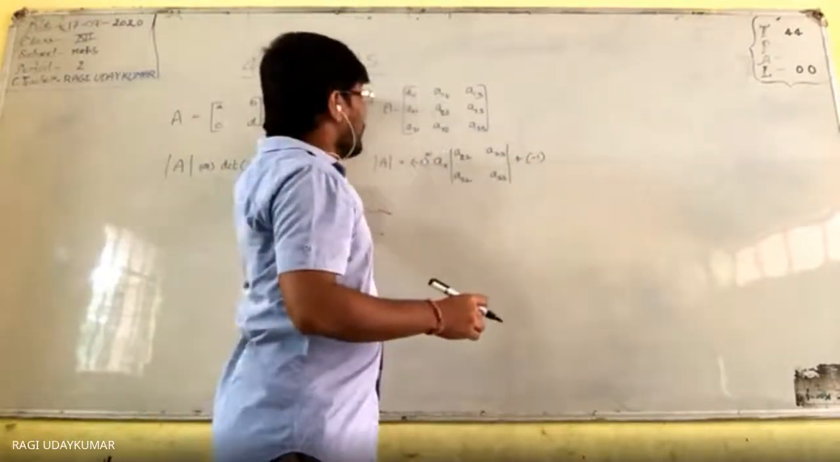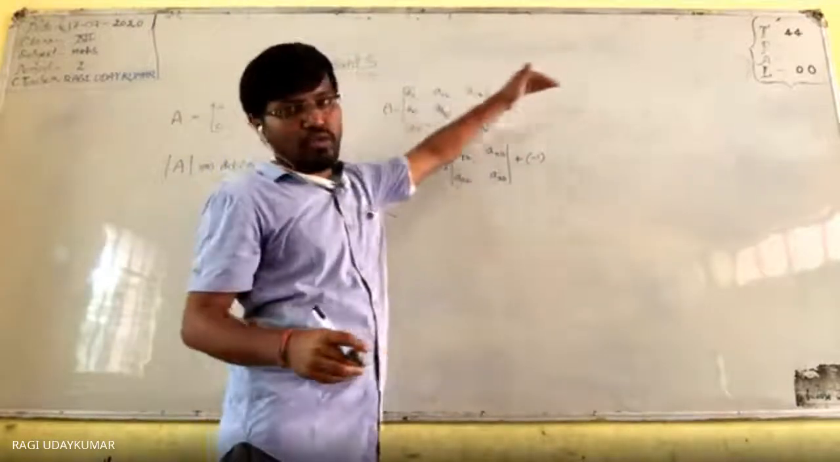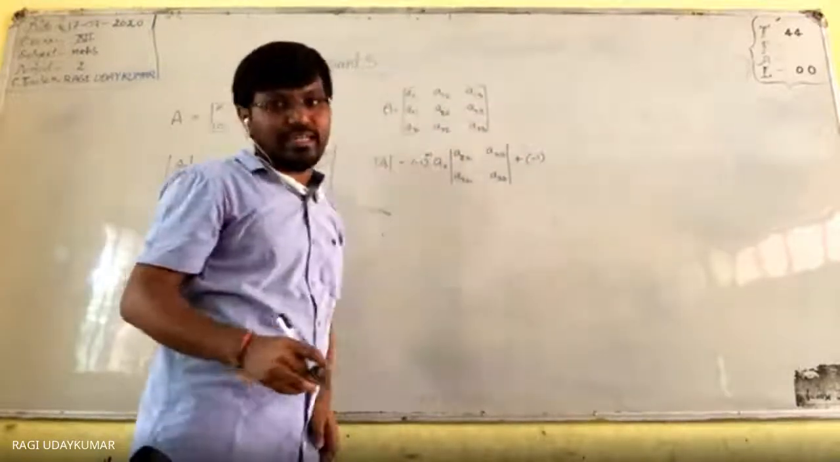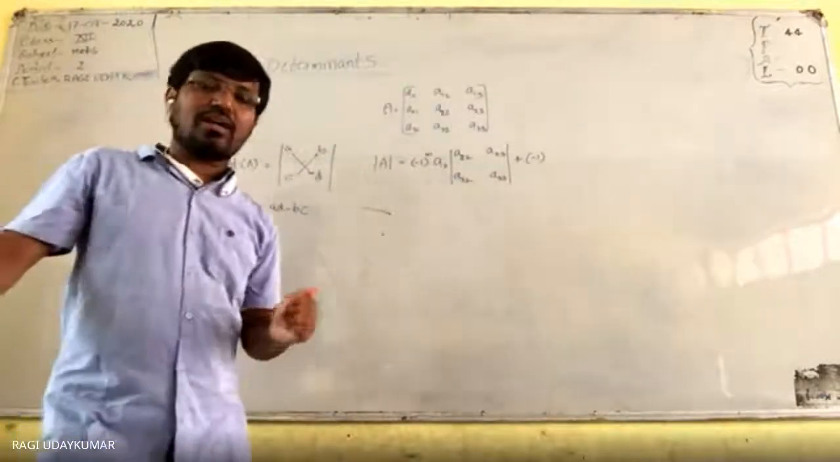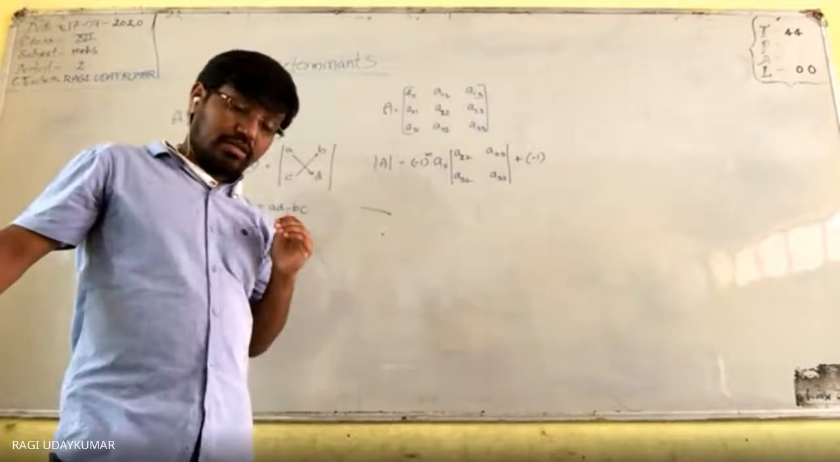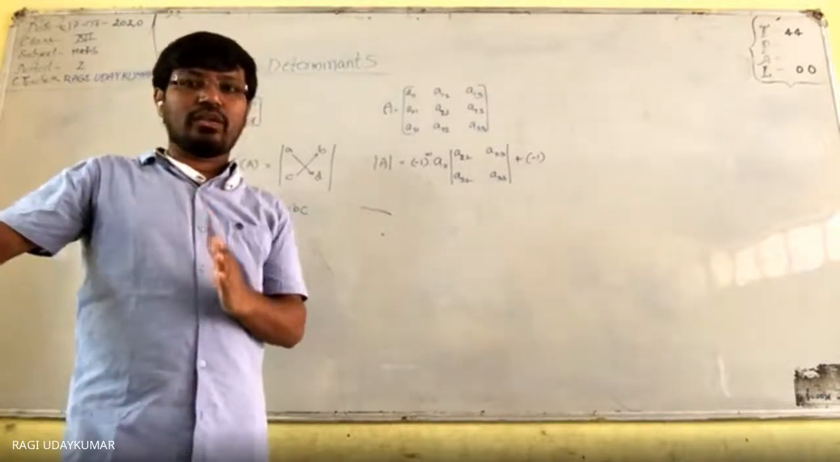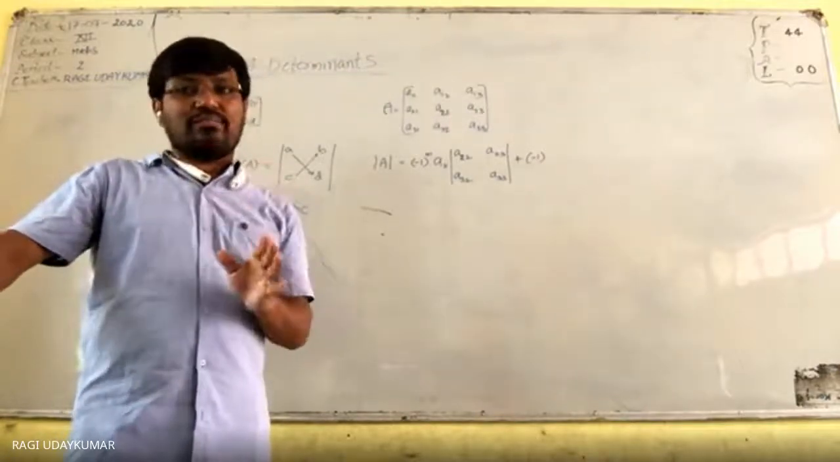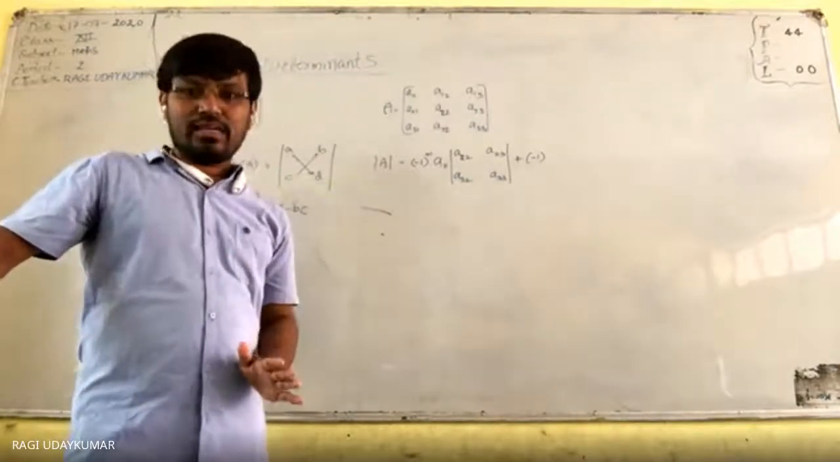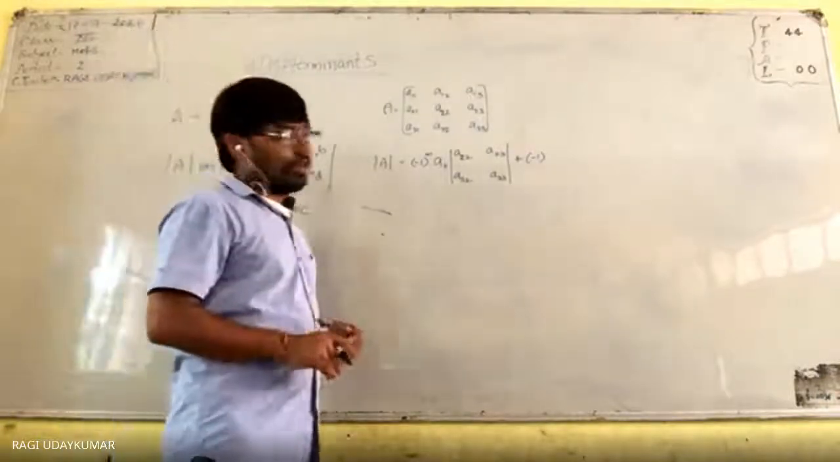We are expanding along the first row. I am taking the first row into consideration. If you take the first row, or the second row, or the third row, or the first column, second column, or third column, any one into consideration, then you are going to get the same determinant. Through the example, let us see very clearly. But before that, you also need to know this representation.